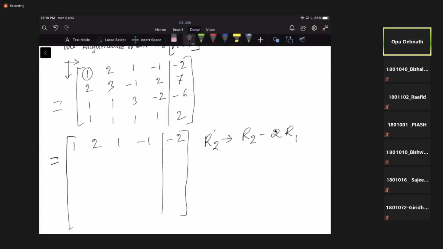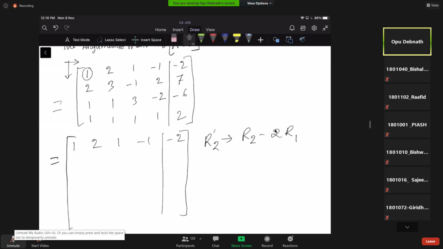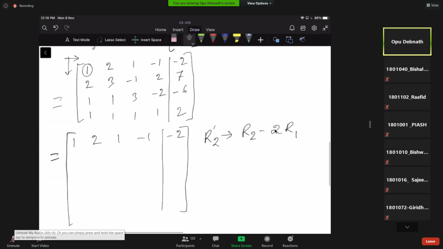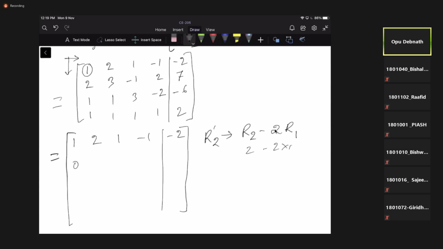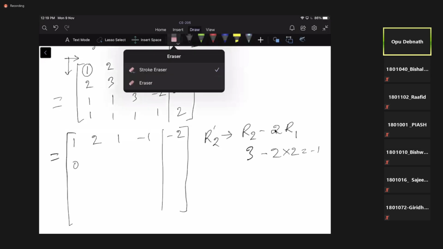Is it okay? So R2 minus 2R1, that means for R2, 2 minus 2 into 1. That means this will be 0. And this will be 3. Okay. For this point, this will be 3 minus 2 into 2, that means minus 1. Okay, so I think we can take a different approach like this.